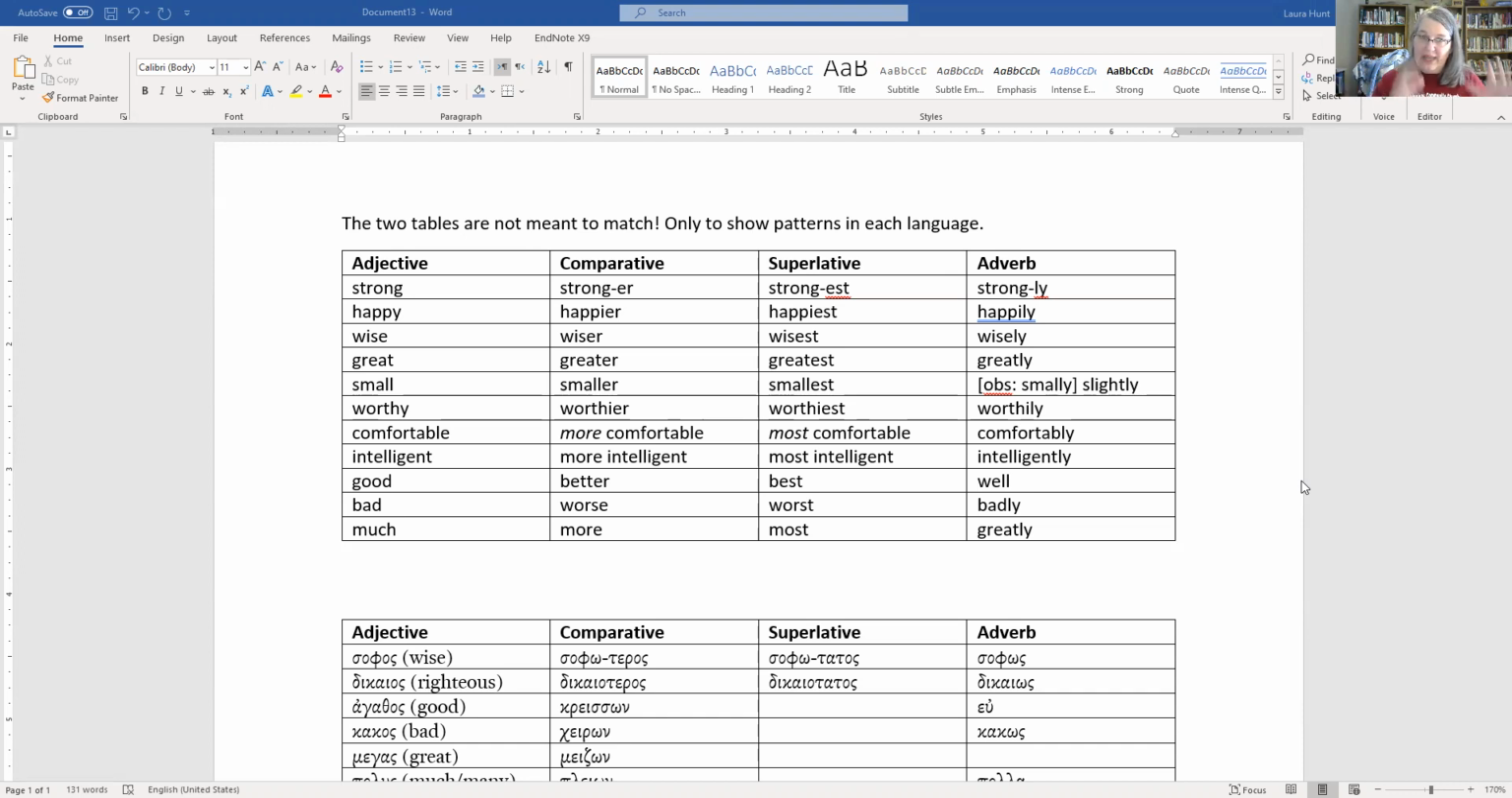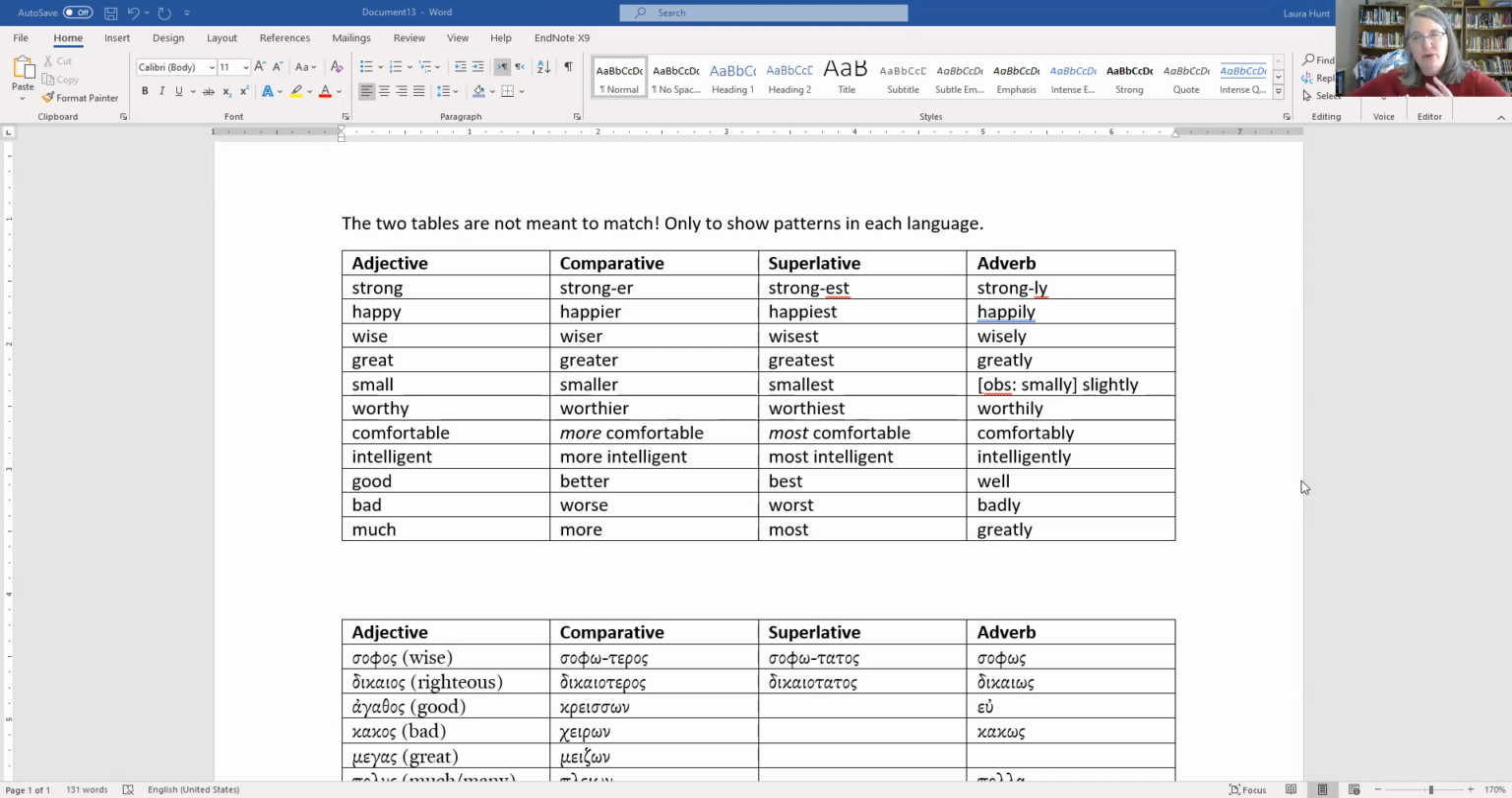So in English, we have an adjective like strong, and when we want to compare the strength of two different things, we add an ER, and one is stronger than the other. And then when we've compared three or more things, or even just two things, and we want to talk about the one that is more than anything else, that's the superlative. And in English, we put EST on the end. So we have strongest. Then if we want to take that adjective and use it to modify a verb, we often put ly on the end. It becomes strongly. He was strongly disposed to believe her.